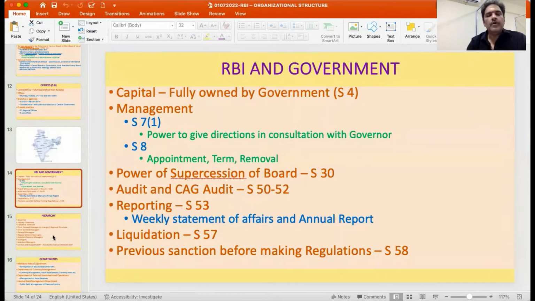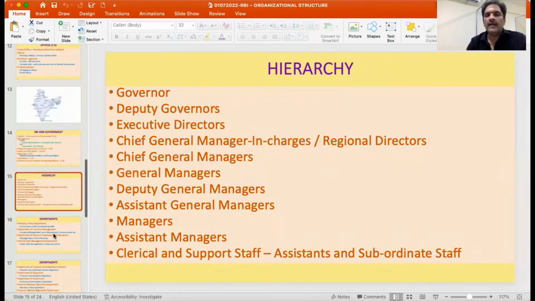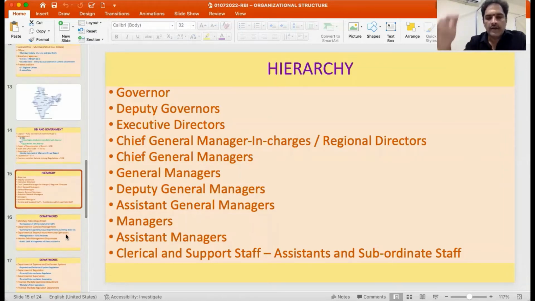Then the other important aspect is the hierarchy in the organization. At the top of the chain is the governor. Then we have the deputy governors. Then you have executive directors, then chief general managers or regional directors if they are operating in a branch or office of the Reserve Bank of India. Then chief general managers, then general managers, DGMs, AGMs, managers, and assistant managers and clerical and support staff. So these are the various classes of people who are working with the Reserve Bank of India.